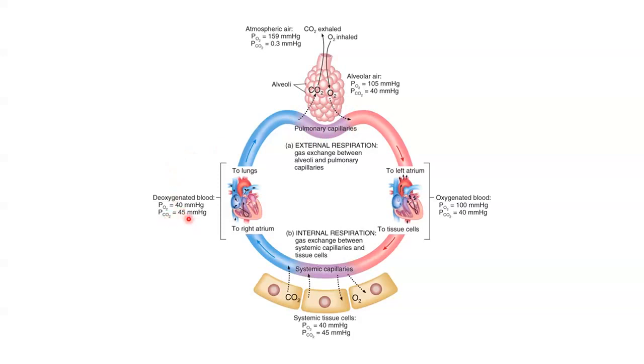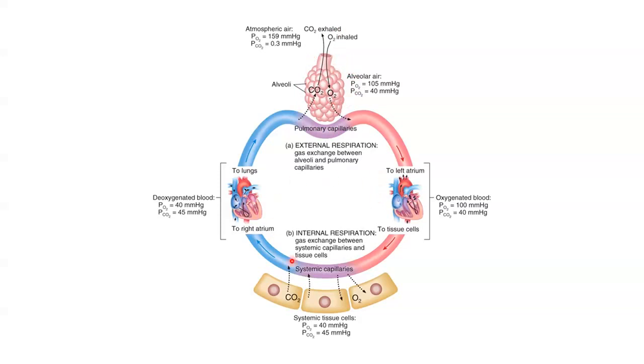So the partial pressure of carbon dioxide in our deoxygenated blood is 45 millimetres of mercury. The partial pressure of the air within the alveoli is 40 millimetres of mercury. So not as great a difference, but it still is higher within the blood than it is within the air in the alveoli. What that means is that carbon dioxide goes from the pulmonary capillaries into the alveoli. And again, this direction of diffusion will continue to occur until there's no partial pressure difference between the pulmonary capillaries and the air in the alveoli.